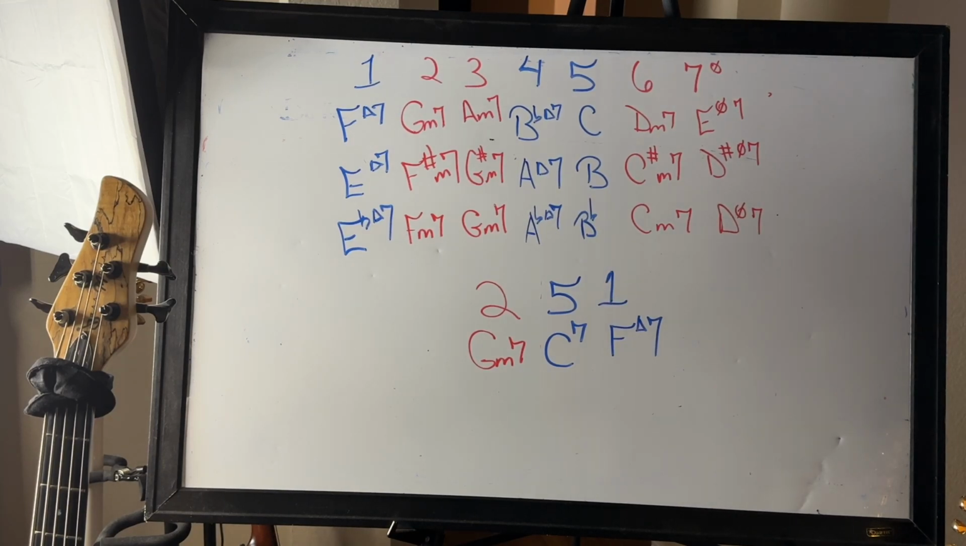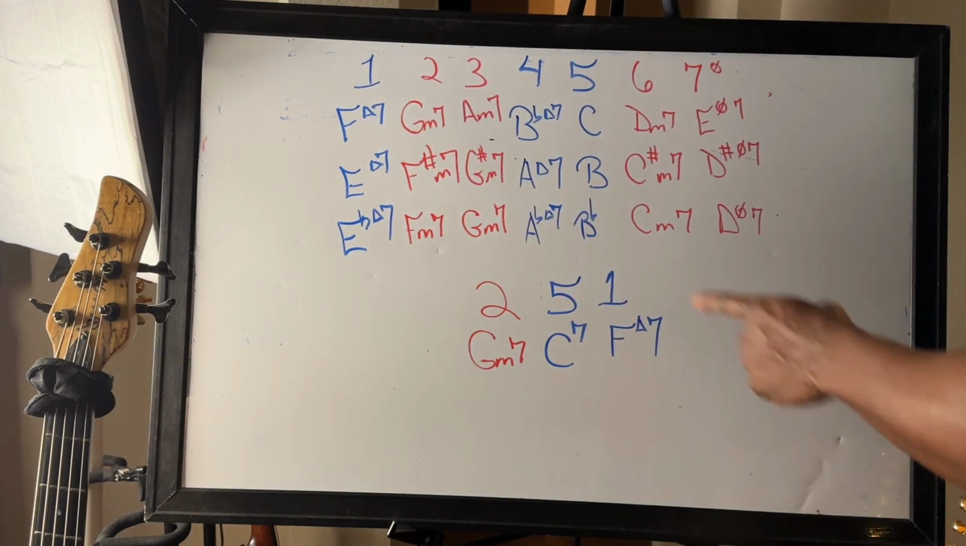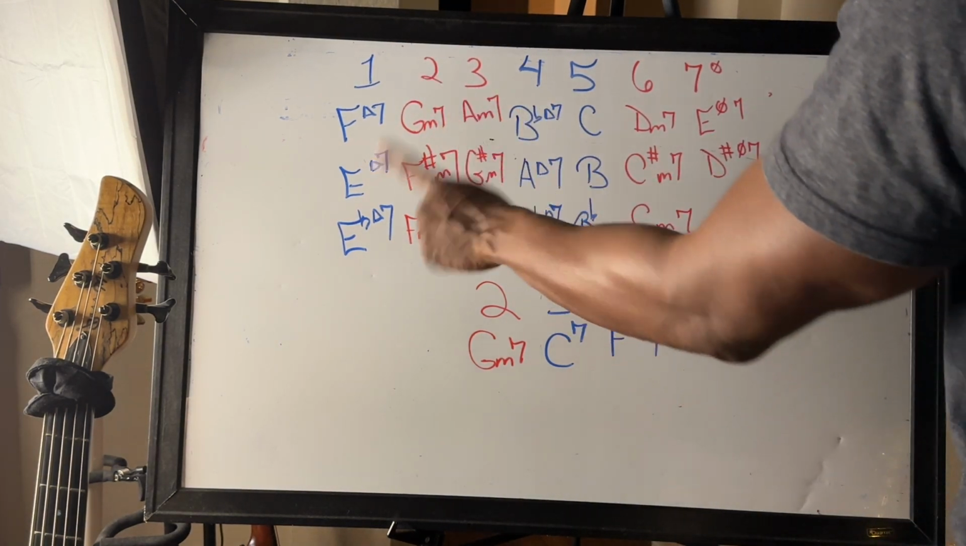Here's another reason to know scales, intervals, and chord progressions: we can use what we call the 2-5-1 pattern, a very popular pattern used in jazz, gospel, and a lot of styles that can become really cool passing tones. In this particular example, I have three key centers: the key of F, the key of E, and the key of E flat.